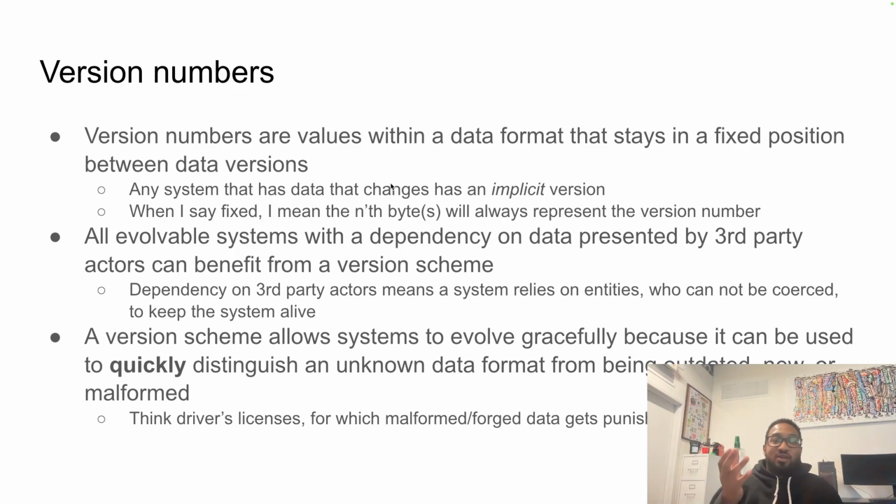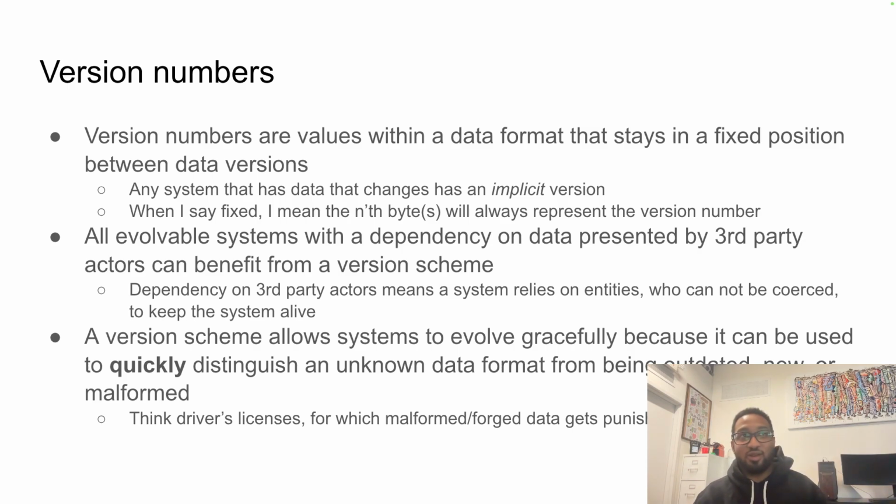Yeah, so a version number is some piece of data within the overall data format that explicitly indicates what version it is, rather than it being something implicit in a system. And when I say fixed, I mean the nth byte or bytes will always represent the version number. IP packets, for example, have a version number, and most protocols that are developed, especially on the internet, have version numbers to help facilitate upgrades. So all evolvable systems with a dependency on data presented by third-party actors can benefit from a version scheme.